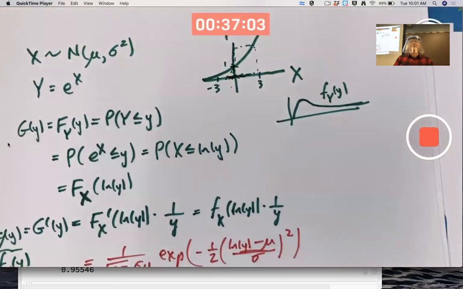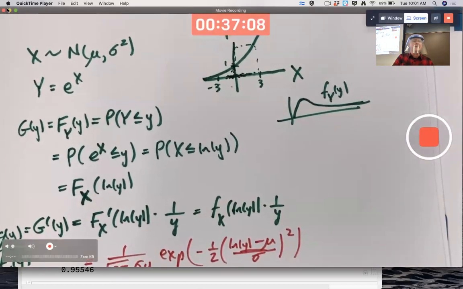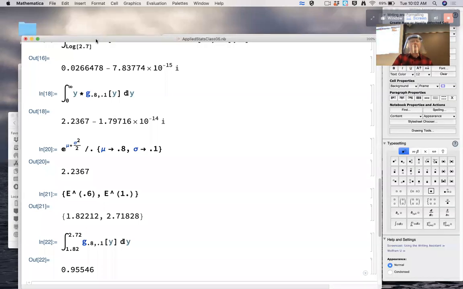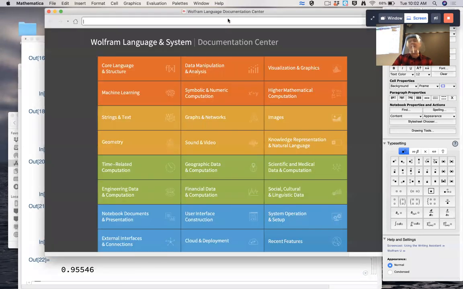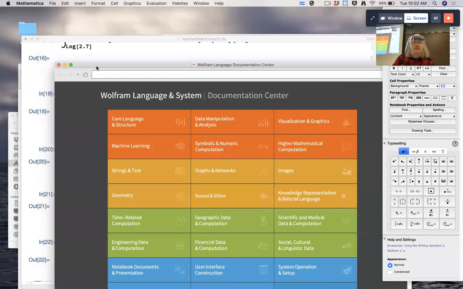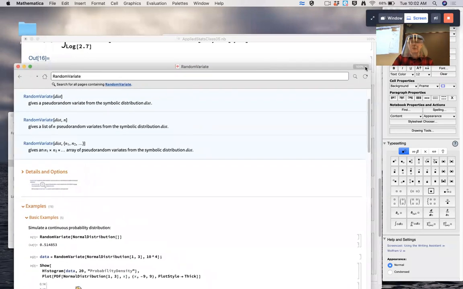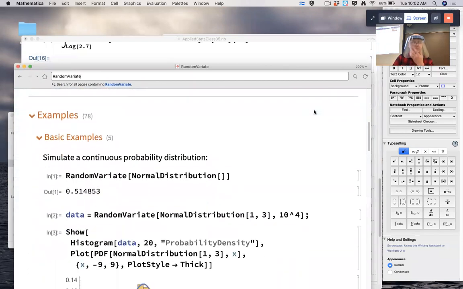Can we do simulations in math? Yes, you can. I showed you a notebook where I had a random choice in there, but really in general, the key command is RandomVariate. Very flexible command for doing lots of probability simulations in Mathematica.